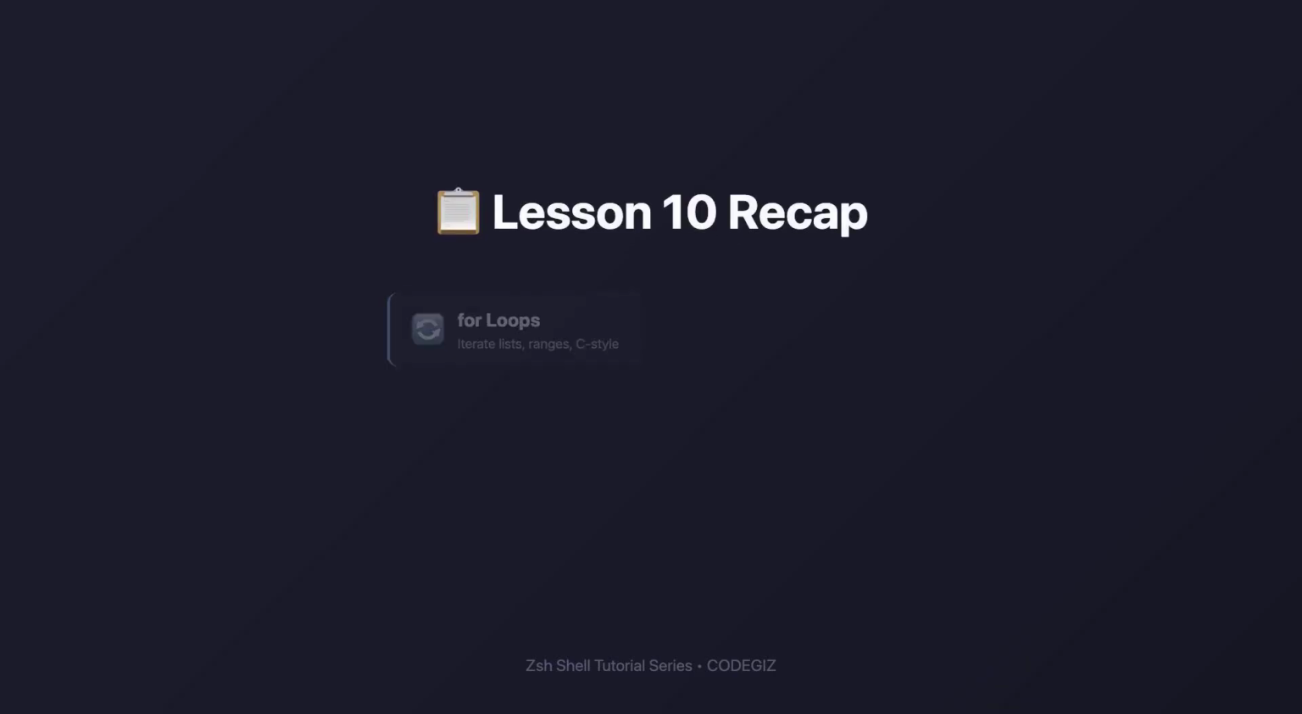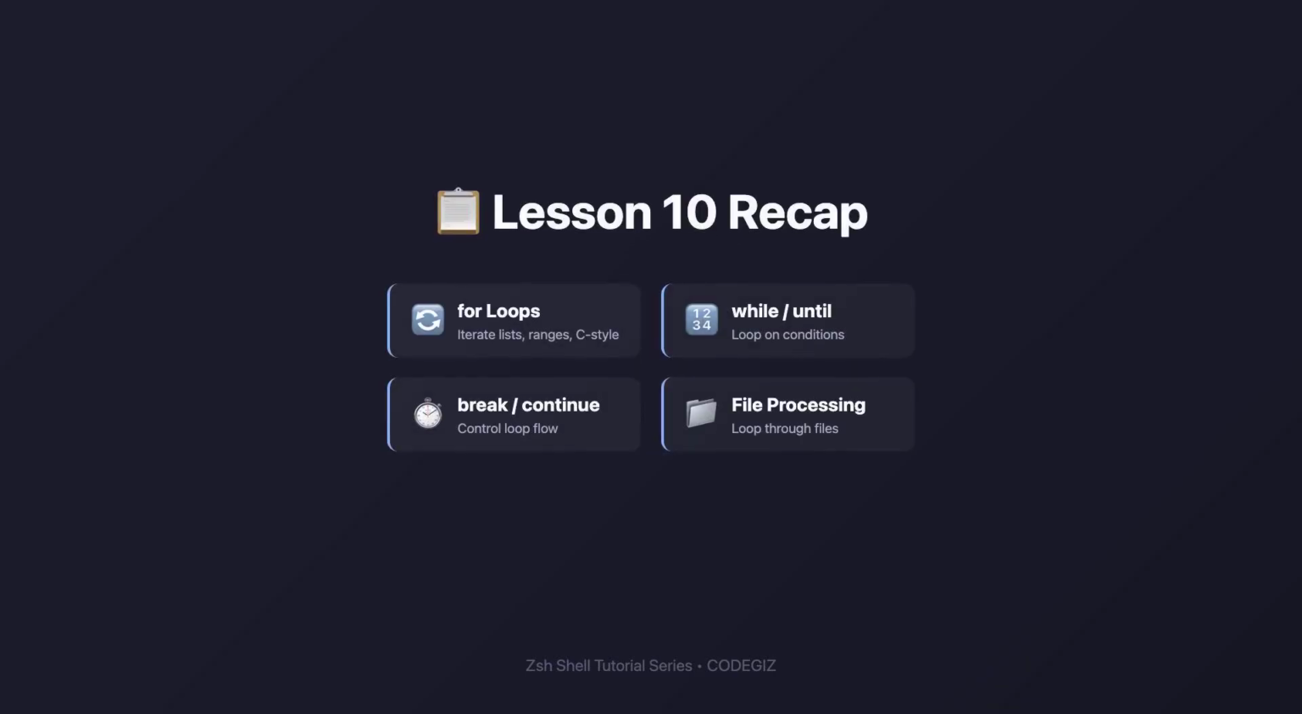Let us recap Lesson 10. For loops iterate through lists and ranges. While and until control repetition. Break and continue steer flow. Next, functions and reusable code.